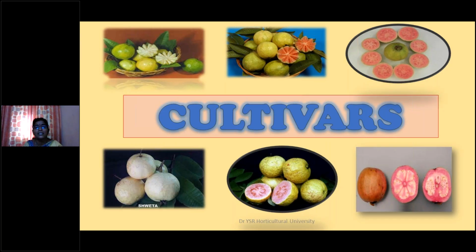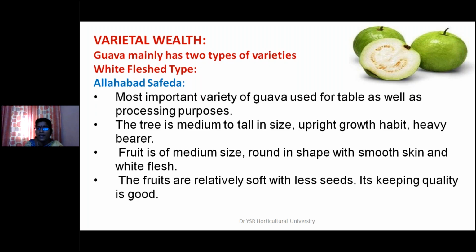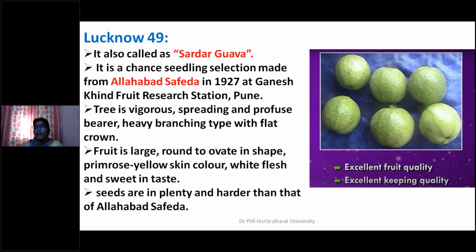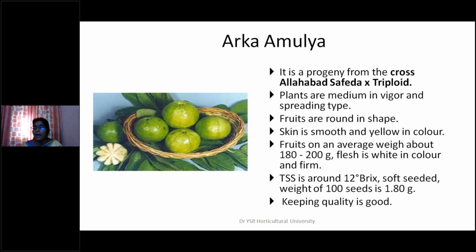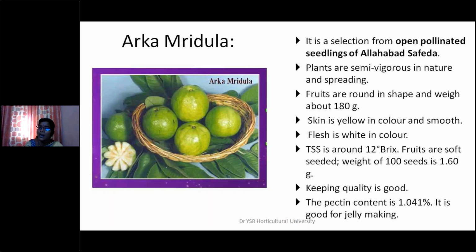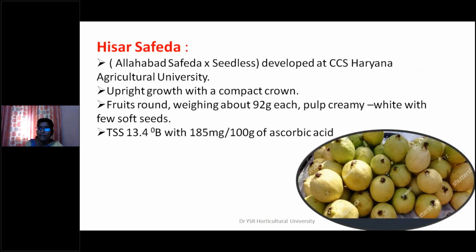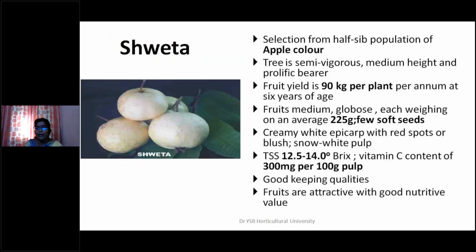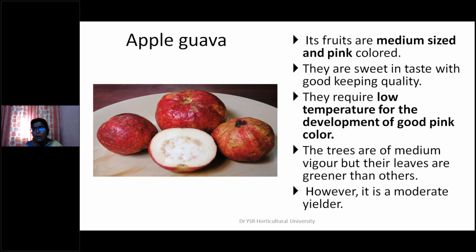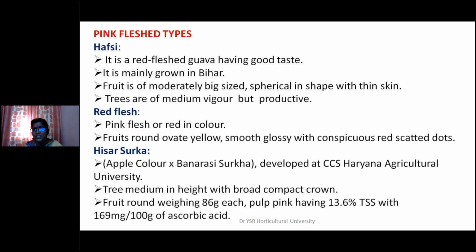And the white ones are our traditional varieties like Allahabad Safed and Lucknow 49. These two are more popular varieties which are still growing on commercial scales. There are several varieties released from IIHR like Akka Amulya, Akka Mrudula. They are all white flesh types. And there is Hisar Safed also. And CISH Lucknow has released Shweta, which is again a white flesh. There are several varieties, sir, apple guava and red flesh types.